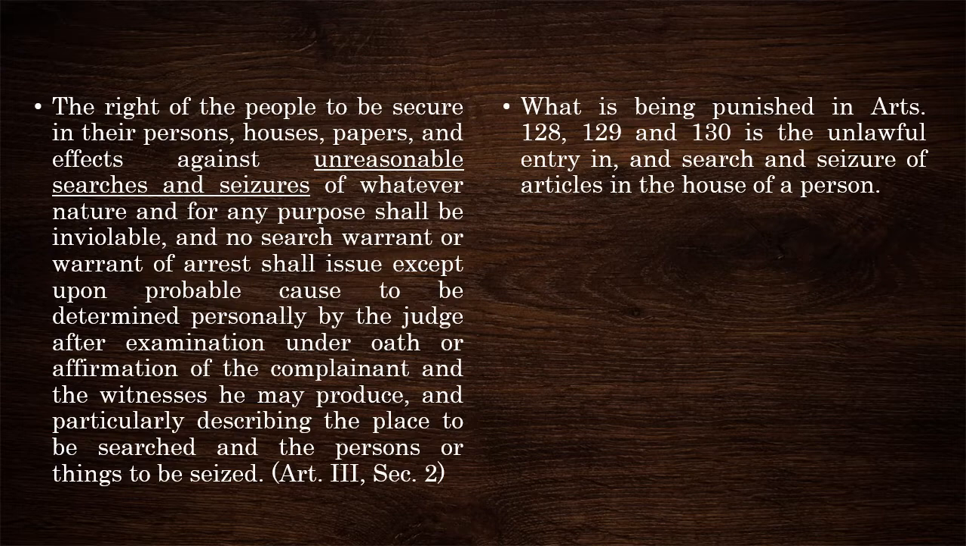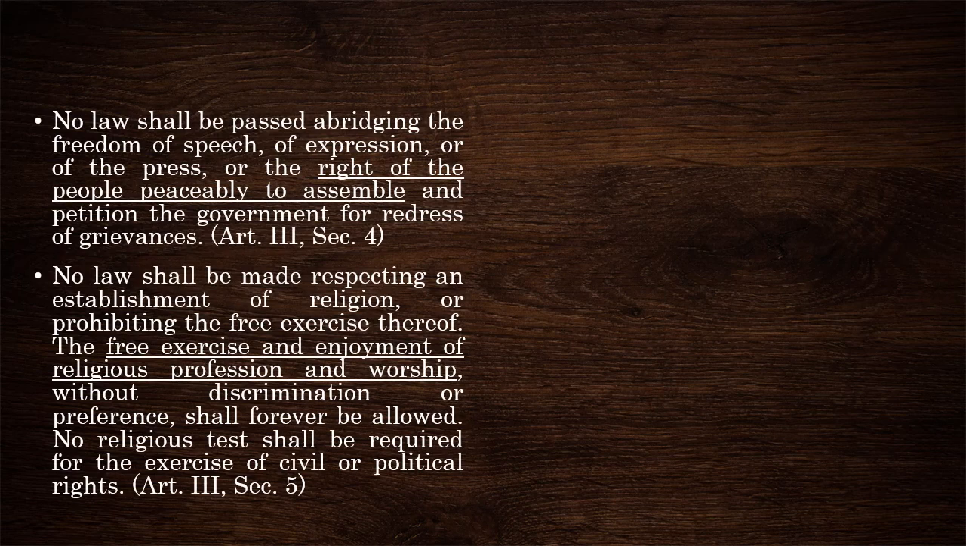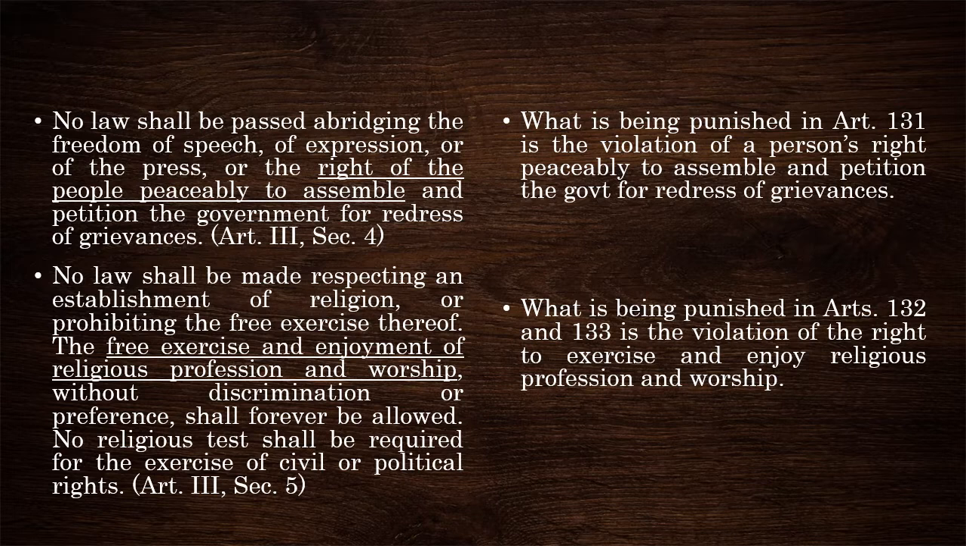Then also, Article 3, Section 4 states, no law shall be passed abridging the freedom of speech, of expression, or of the press, or of the right of people to peaceably assemble and petition the government for redress of grievances. What is being punished in Article 131 is the violation of a person's right peaceably to assemble and petition the government for redress of grievances.